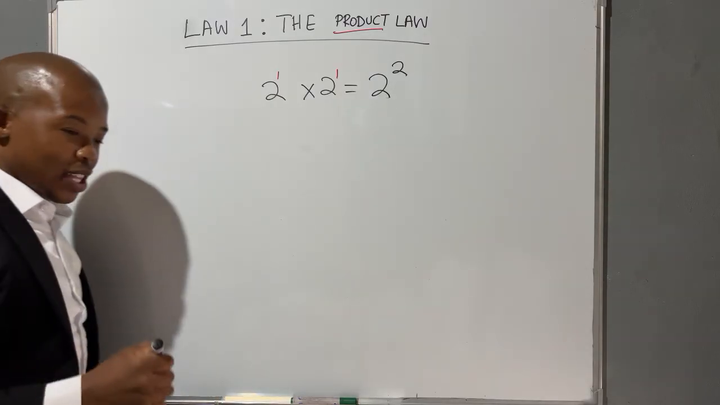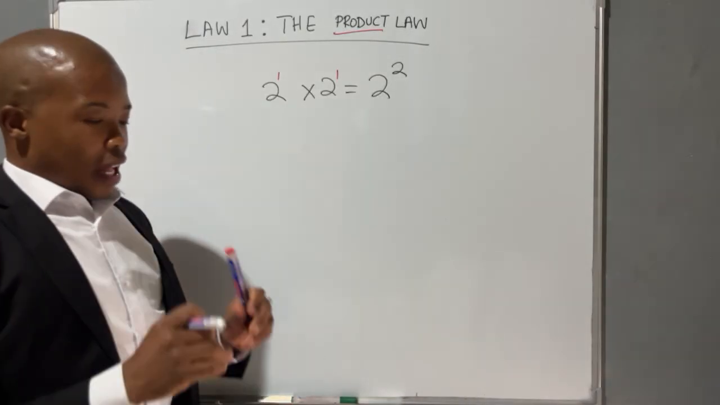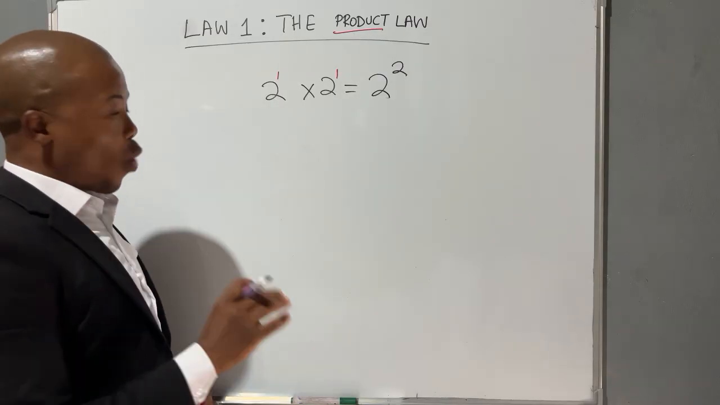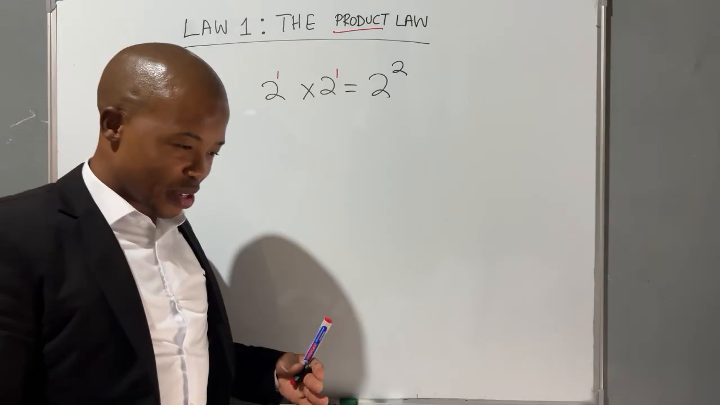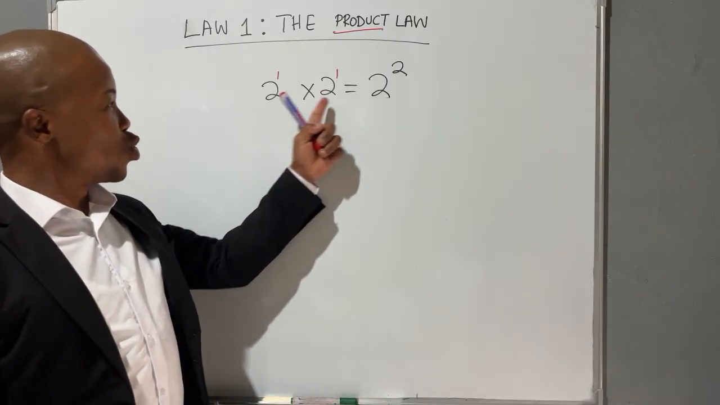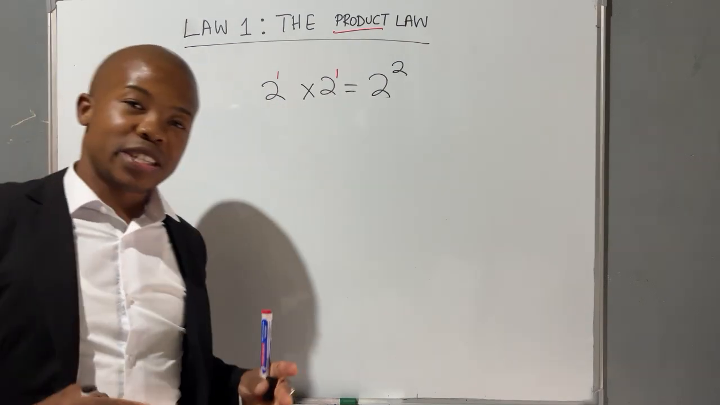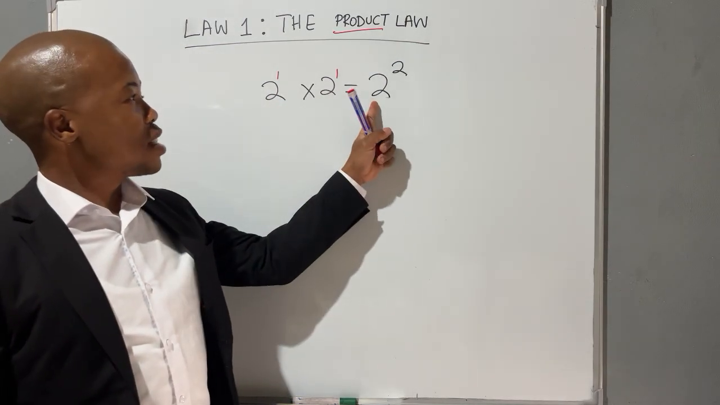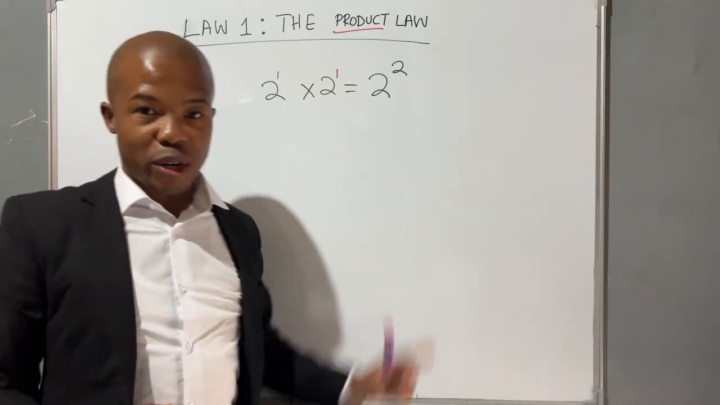So, in other words, the law is saying when the bases are the same, in this case being 2, you simply just write that base and then you add their exponents.